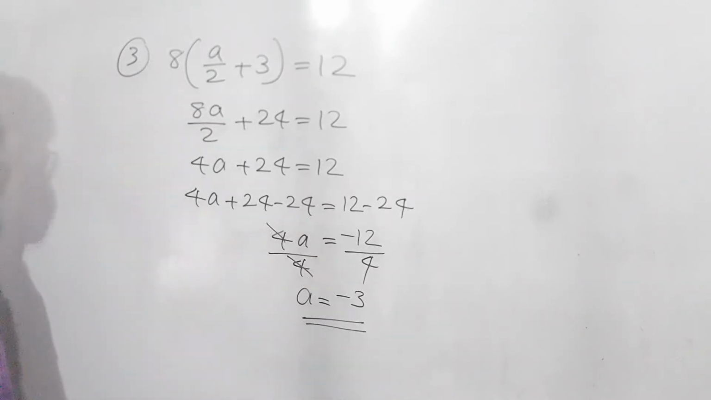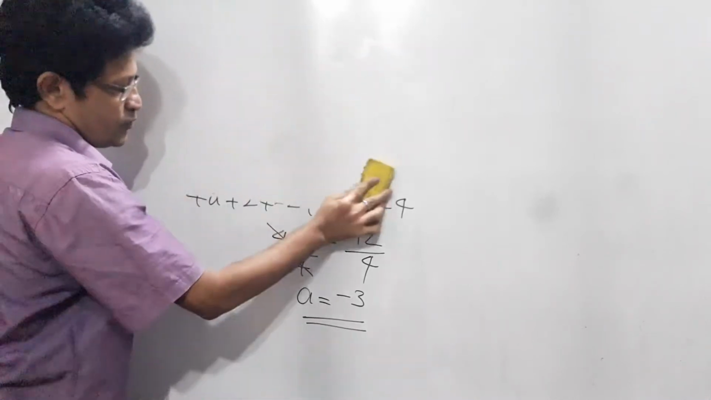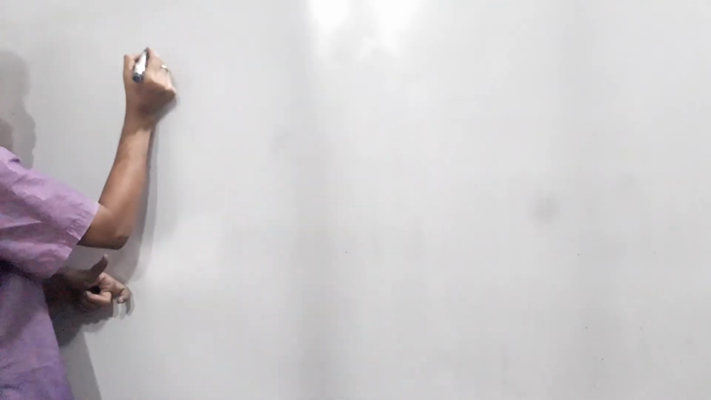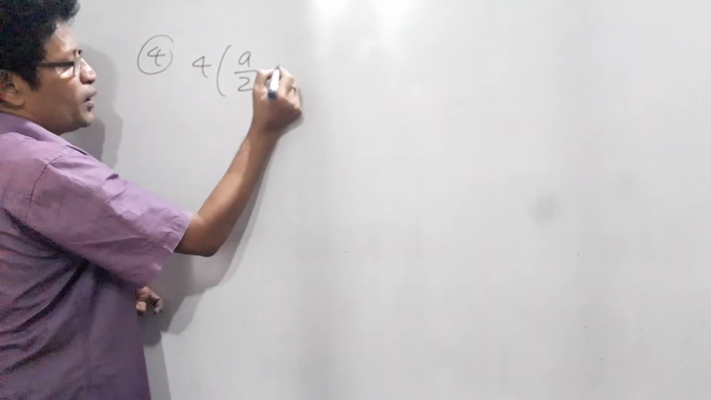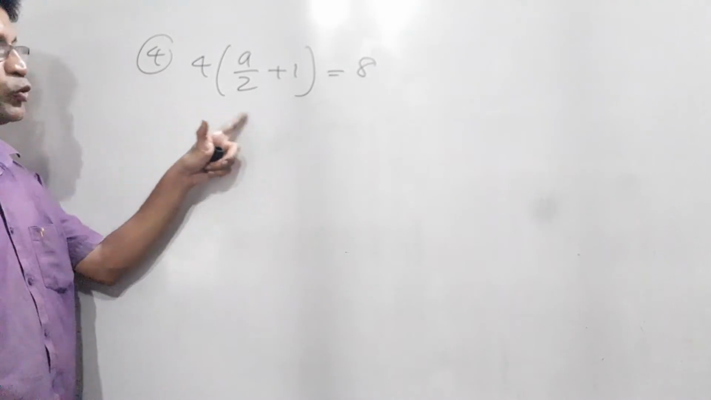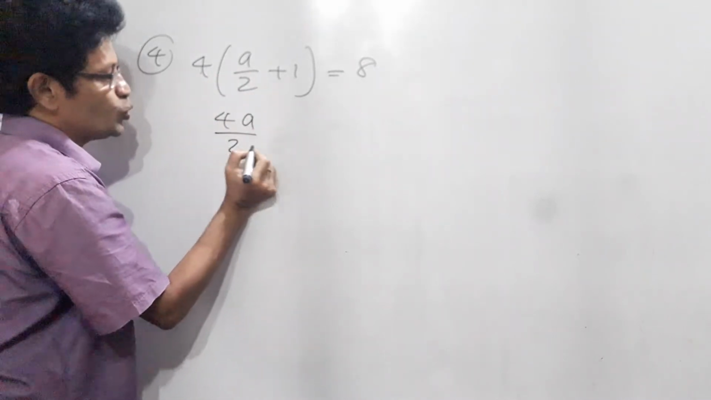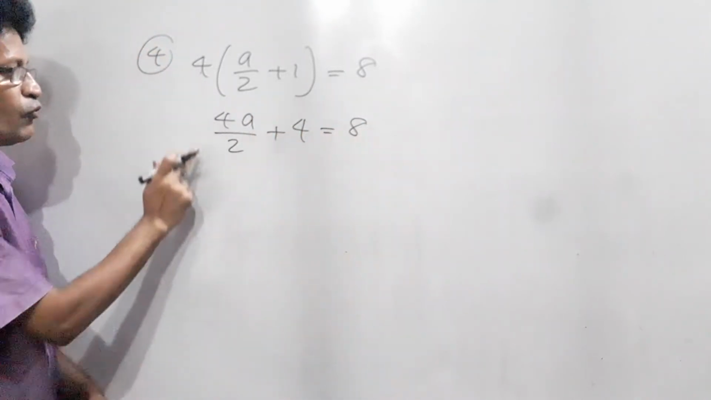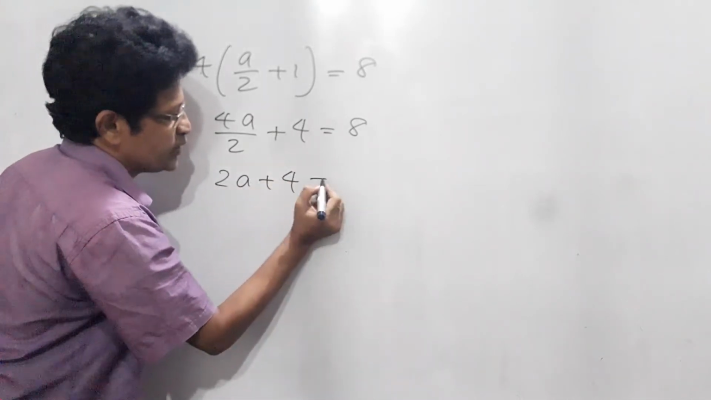Now we'll do the fourth question. Question number 4 is 4 times (a/2 + 1) equals 8. Now first thing, we have to remove the brackets. Then 4 into a is 4a over 2, plus 4 into 1 is 4, equals 8. Now 4 divided by 2 is 2. Then 2a plus 4 equals 8.